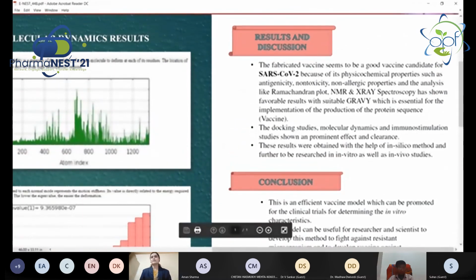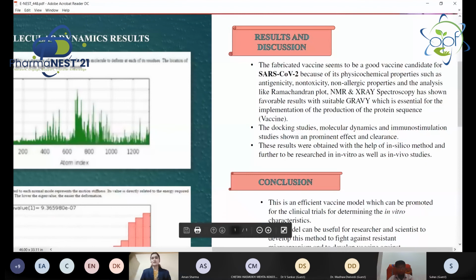The fabricated vaccine seemed to be a good vaccine candidate for the SARS-CoV-2 because of its physicochemical properties such as antigenicity, non-toxicity, non-allergic properties, and the analysis like Ramachandran plot, NMR, and X-ray spectroscopy has shown a favorable result for the vaccine. And docking studies, immunodynamics, and immunostimulation studies also show prominent effect and the clearance. So the in silico method was done, and in vitro and in vivo studies have to be done further for the better toxicity studies.